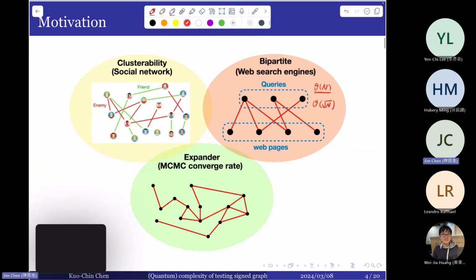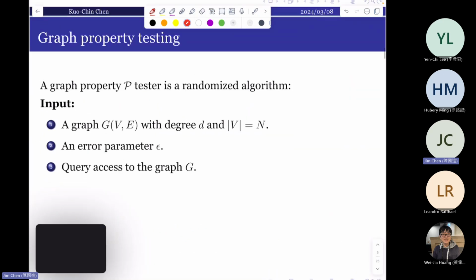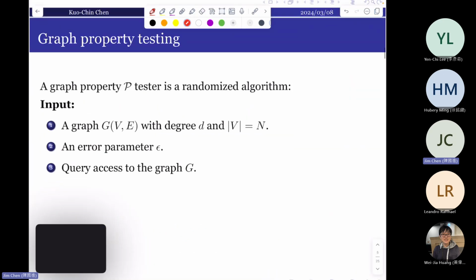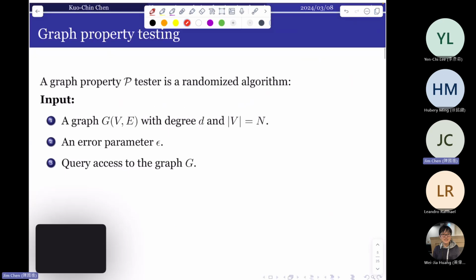So in order to formally introduce such a testing problem, we introduce the graph property tester.